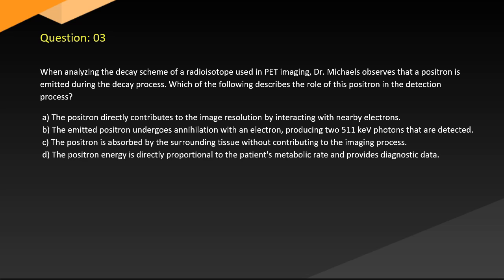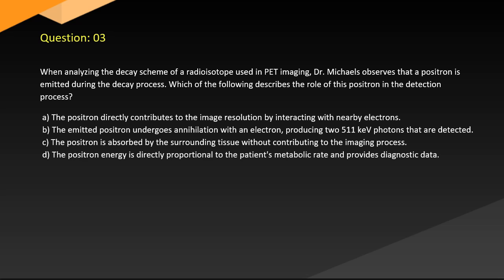Question 3. When analyzing the decay scheme of a radioisotope used in PET imaging, Dr. Michaels observes that a positron is emitted during the decay process. Which of the following describes the role of this positron in the detection process?